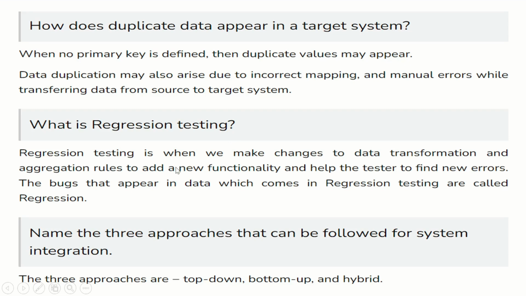Regression testing is when we make changes to data transformations and aggregation rules to add new functionality and help the tester to find new errors. The bugs that appear in the data during regression testing are called regression. Name the three approaches that can be followed for system integration. The three approaches are top-down, bottom-up, and hybrid.